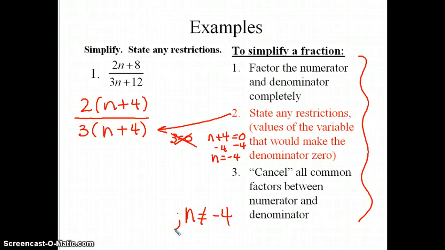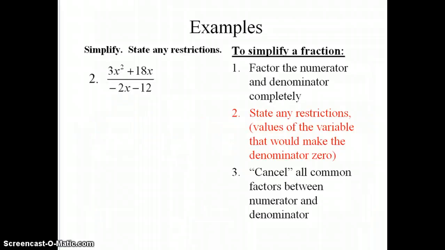Now that I've found the restriction, I will cancel the common terms. I have a grouping n plus 4, so I'll cancel both n plus 4, and I'm left with 2/3. My final answer is 2/3 with the restriction of n cannot equal negative 4. Moving on to example number 2.